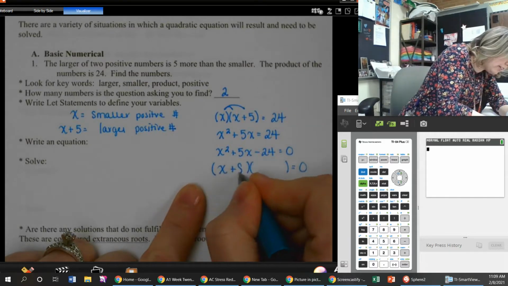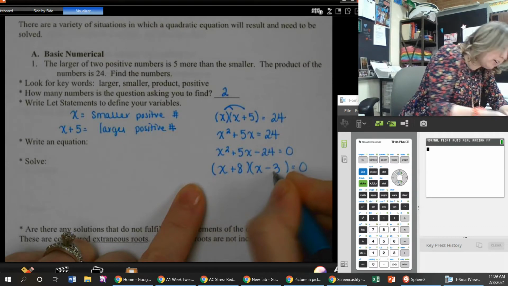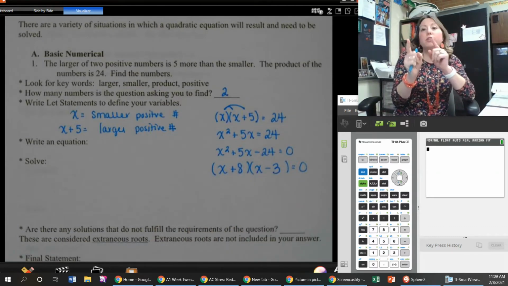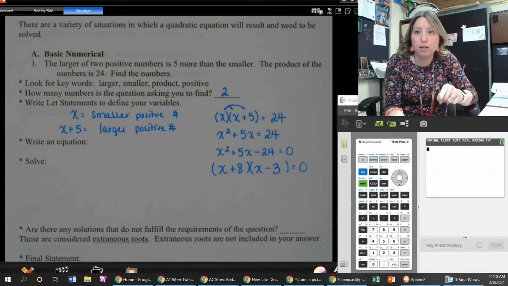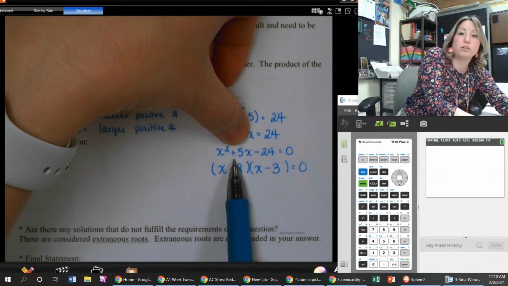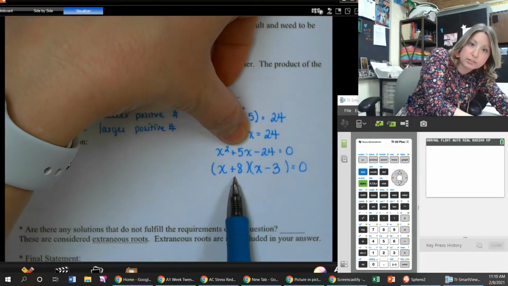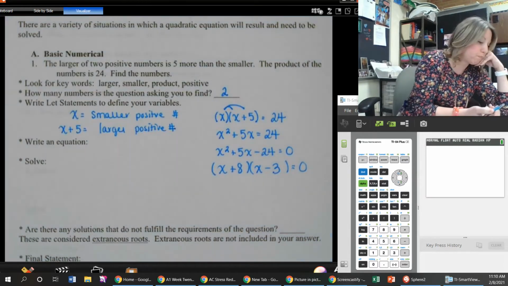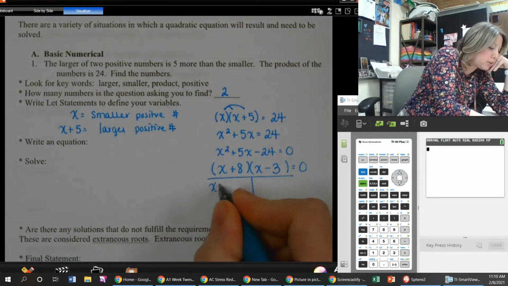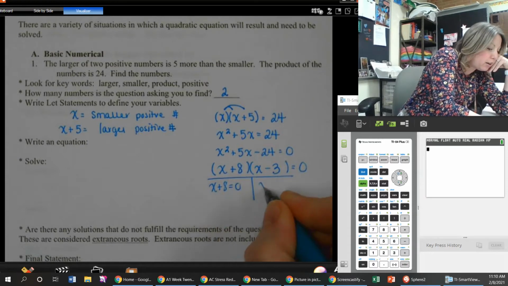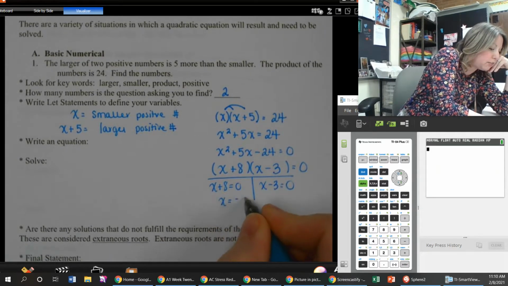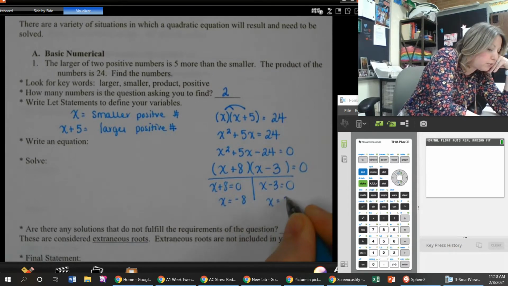x plus 8 and x minus 3. Let's consider if I did that factoring correctly. Which is the bigger factor, 8 or 3? 8 has to have the same sign as the middle, which, because this was a positive 5 in the middle, the 8 has to be positive here. There we are. Now I T-chart, set each factor equal to 0. x plus 8 equals 0, and x minus 3 equals 0. And so I get 2 answers for x: x equals negative 8, and x equals positive 3.